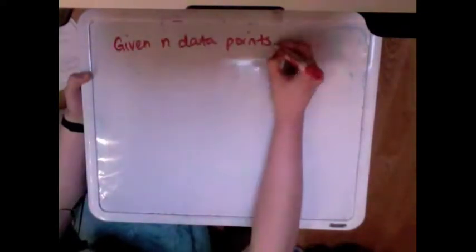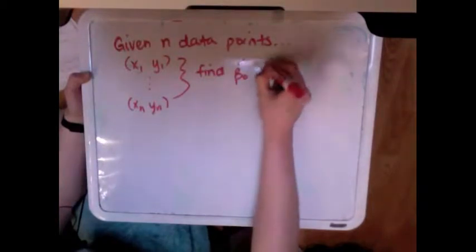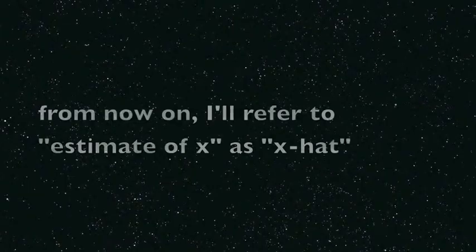But Rin, this sounds complicated. Never fear. Math is here to simplify the matter. So, given n data points, x1, y1 through xn, yn, we're looking for the estimated values of beta naught and beta 1, where the estimated y value is beta naught plus beta 1x.